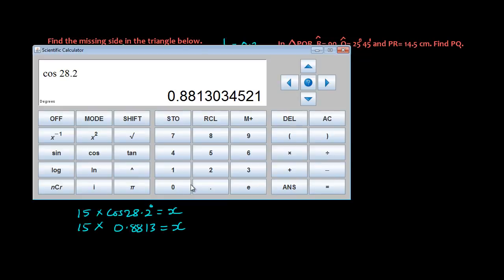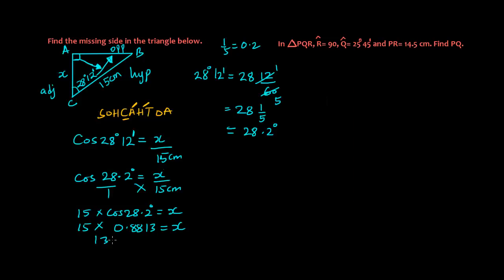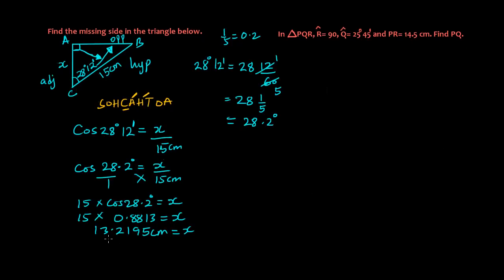By the time we multiply 0.8813 times 15, this will give us 13.2195, and that's going to be in centimeters, since we're working in centimeters, equal to x. But we can round this to the nearest whole number, and this would be x is equal to 13 centimeters. So it means that the missing side here, x, is 13 centimeters.